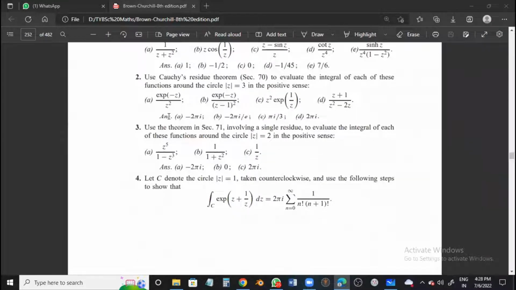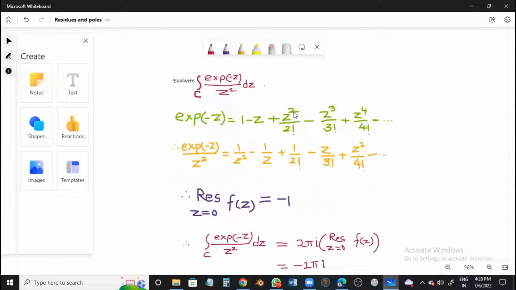So I would like to deal with the first question, number 2, first bit. Question 2 says use Cauchy's residue theorem to evaluate the integral of each of these functions around the circle mod z equal to 3 in the positive sense. The first function is exponential of minus z upon z square. You can say this is my function, exponential of minus z upon z square.